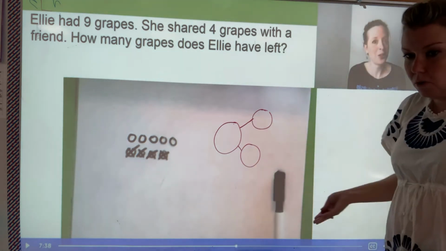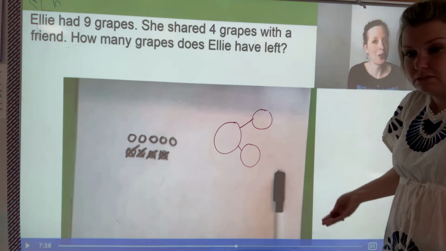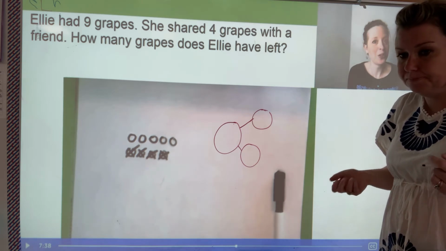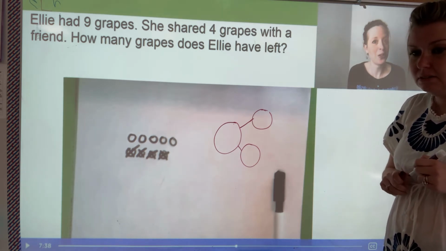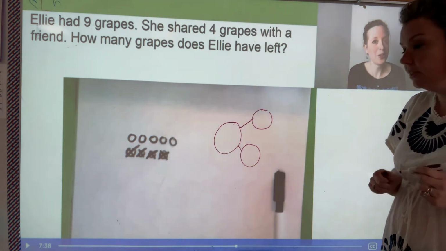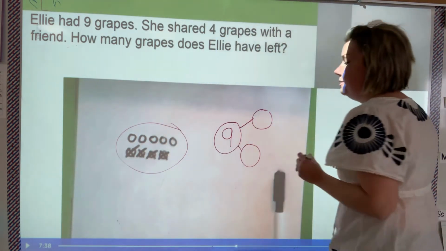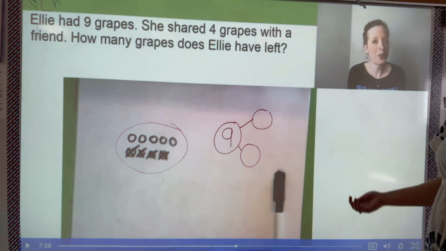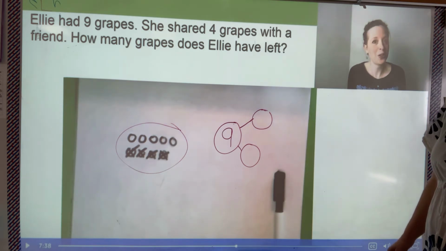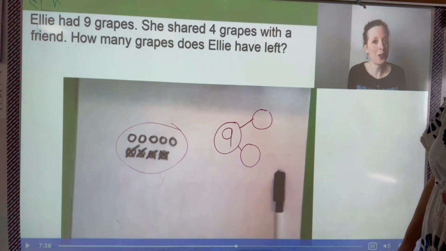What goes in the whole? 5, 4, or 9? What goes in the whole? Can someone help me? Smriti. 9. 9 is my whole. So I need to put 9 in the whole. Well, what about my 2 parts? What are they going to be? Who can help me figure out my 2 parts? Russell?